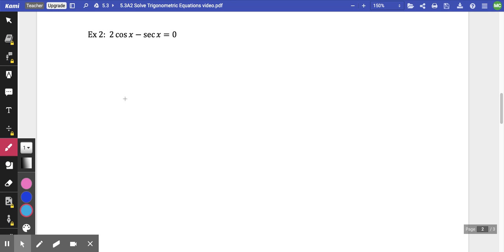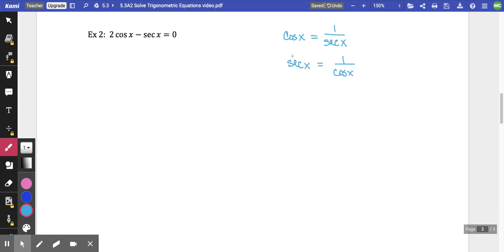For our second example here today, we're going to be solving 2 cosine of x minus secant of x is equal to 0. Like that first one, we do have 2 different trigonometric expressions in here. We've got a cosine and a secant, but this time neither one of them is squared. However, there is a relationship between cosine and secant. I know that cosine of x is the same as 1 over secant of x. And I also know that secant of x is the same as 1 over cosine of x.